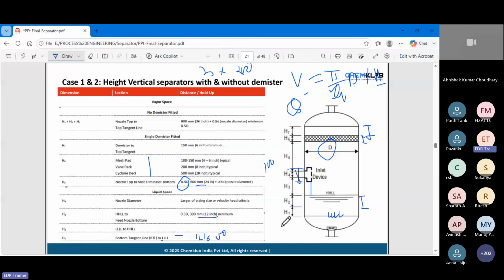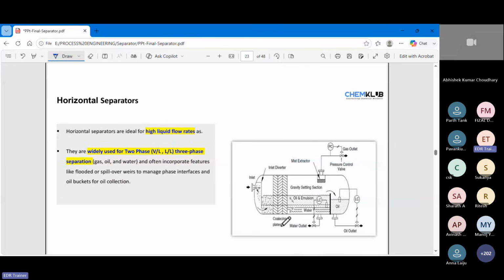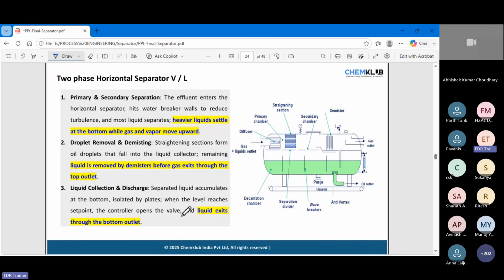Okay. Let's go to the next one, the horizontal separator. In the horizontal separator, high liquid flow rates are used, right? At that time, we can use a three-phase separator, or even a vapor-liquid separator, or even a liquid separator also. But the liquid flow rates are higher, and the fundamental of horizontal separation is travelling, right? How it will travel, I will explain in that case.